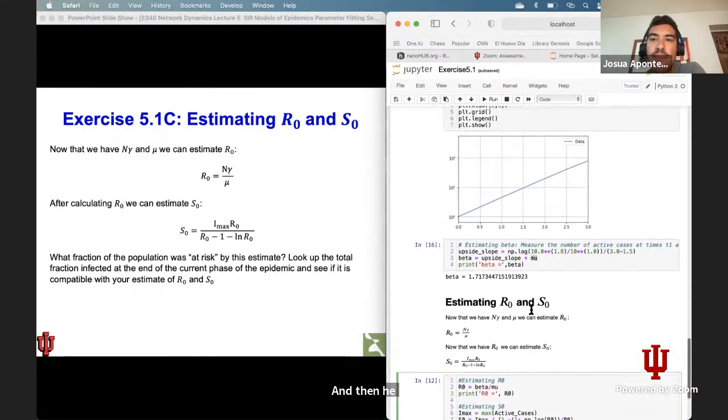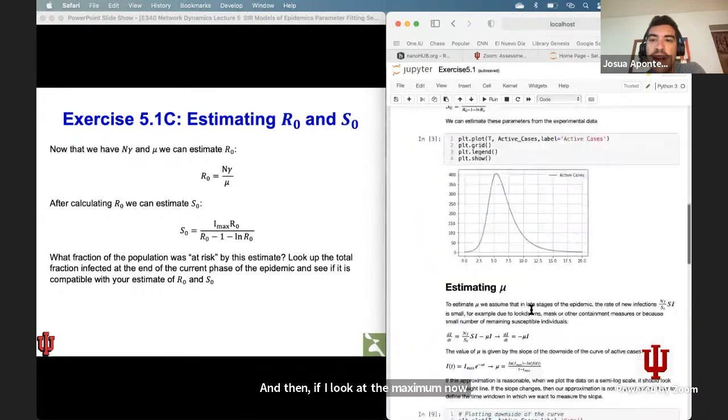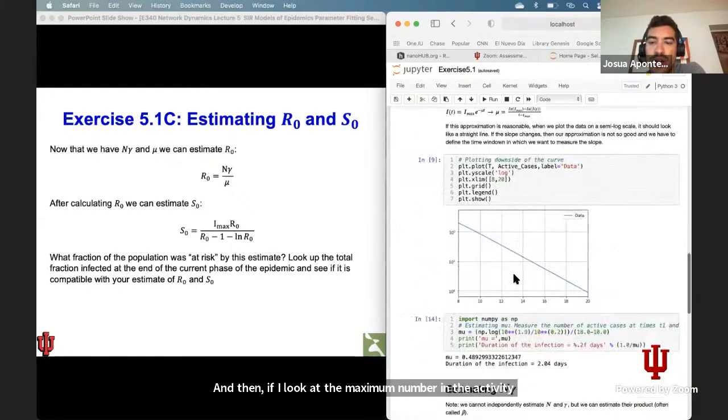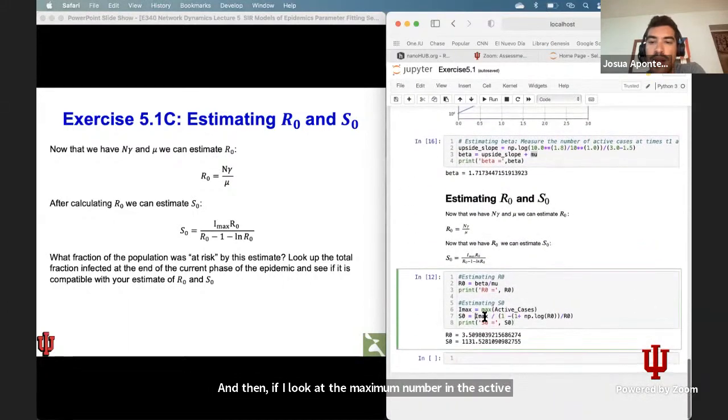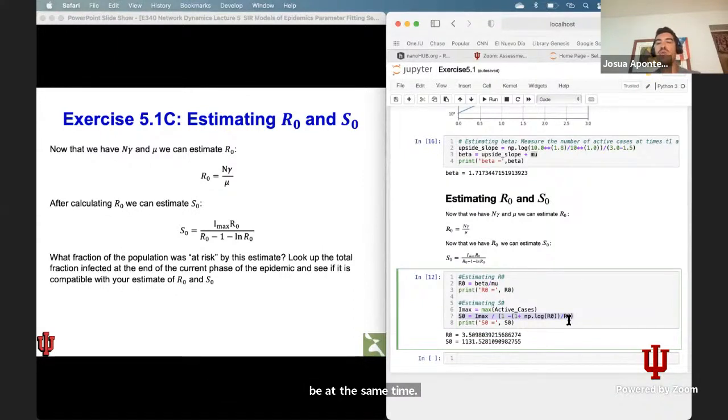And then if I look at the maximum number in the active cases, which is around 400, then I can plug that information into this formula that we looked at before, right? That allowed us, if we know what the initial susceptible population is and we know what R naught is, to estimate what the maximum number of infected individuals will be at the same time. But usually what we actually have access to is the maximum number of individuals infected at a time.